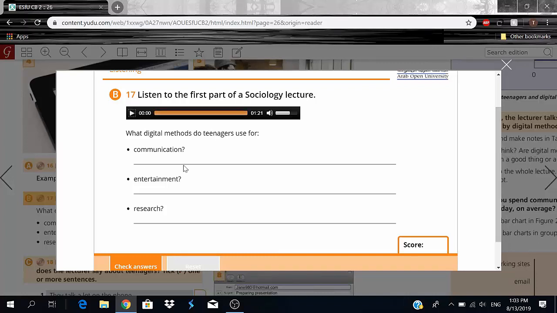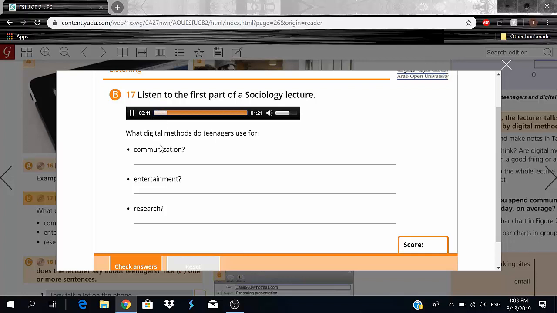Alright, so here we had different digital methods that teenagers use in their daily lives. What do they use exactly for communication? Anything about entertainment, for example? Because we do know teenagers use entertainment. That's a must nowadays. And finally, research. We know teenagers use the internet to their advantage when doing schoolwork and university work as well. So let's give it a listen one more time, but as we go, I'll be pausing it to write down the answers. I hope you already have some of the answers down, but if not, that's okay. Alright, here we go.